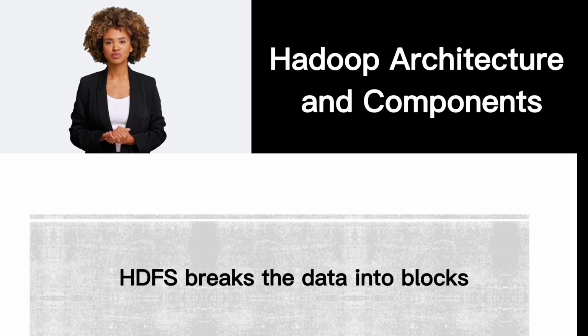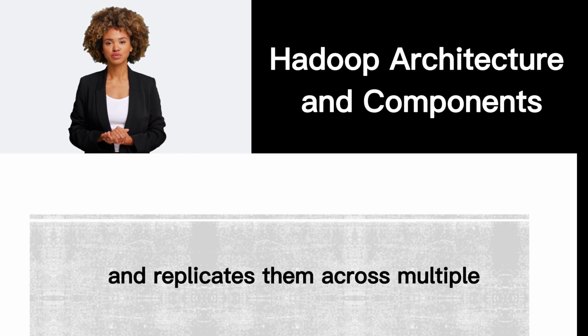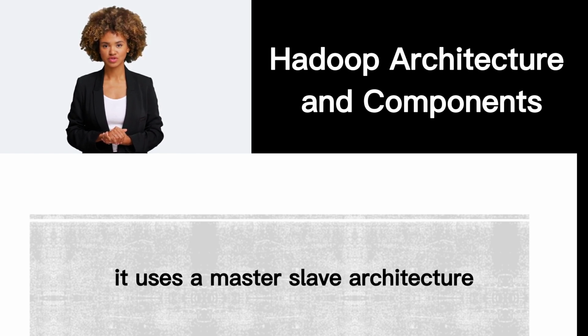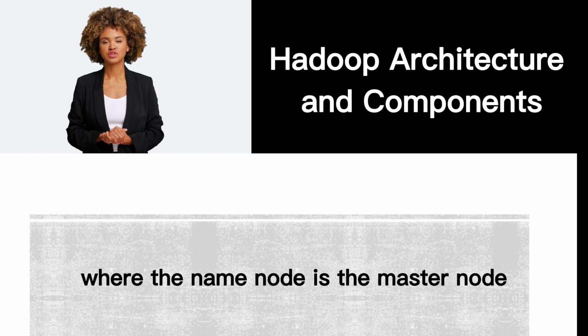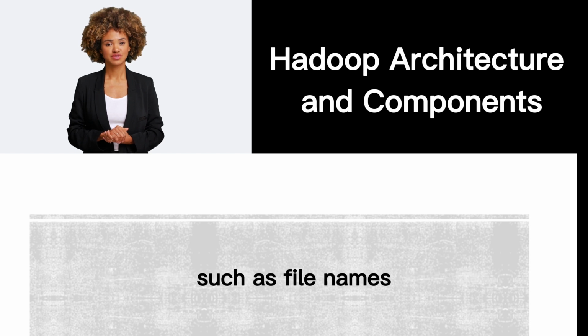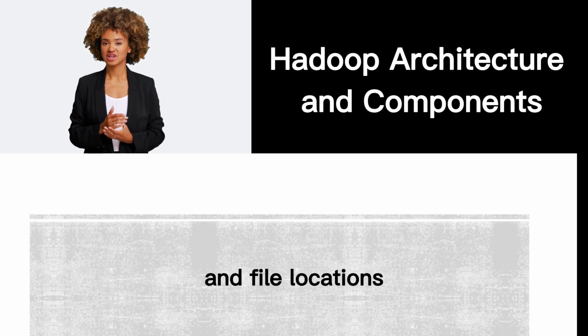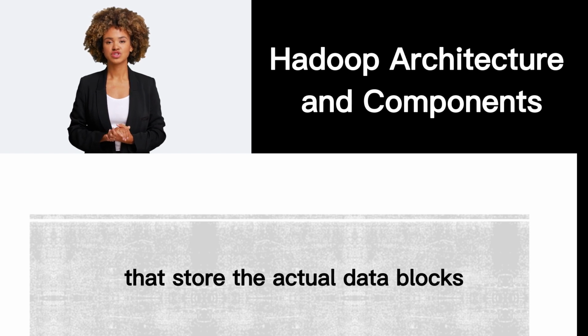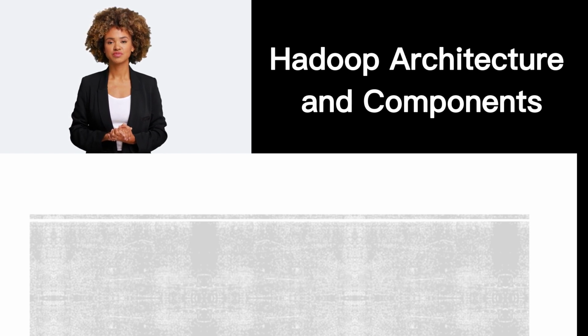HDFS breaks the data into blocks and replicates them across multiple servers in the cluster to provide fault tolerance. It uses a master-slave architecture, where the name node is the master node that manages the file system metadata, such as file names, file permissions, and file locations. The data nodes are the slave nodes that store the actual data blocks.